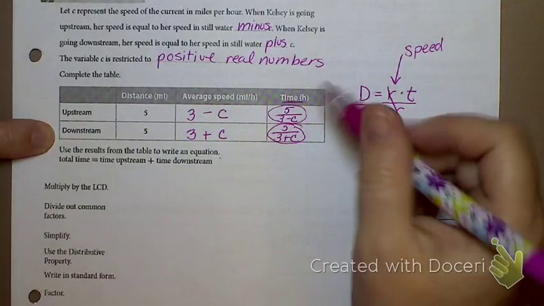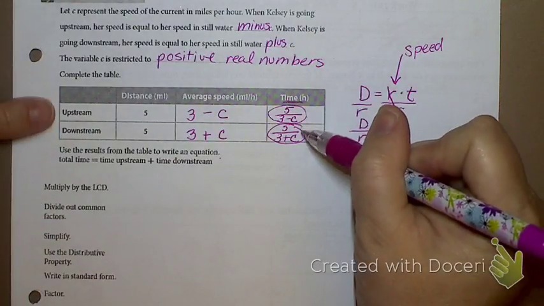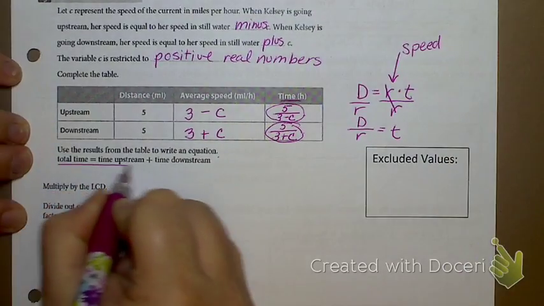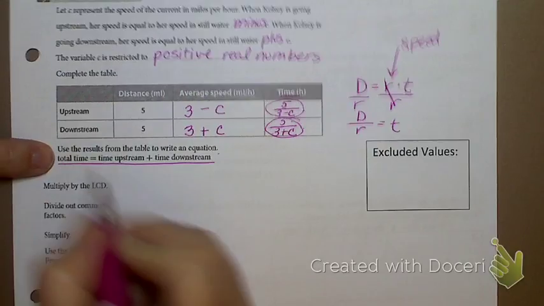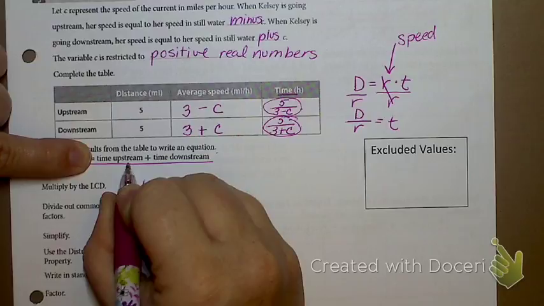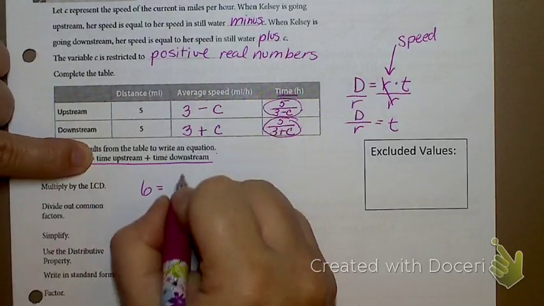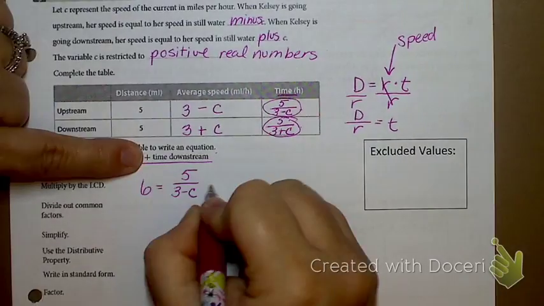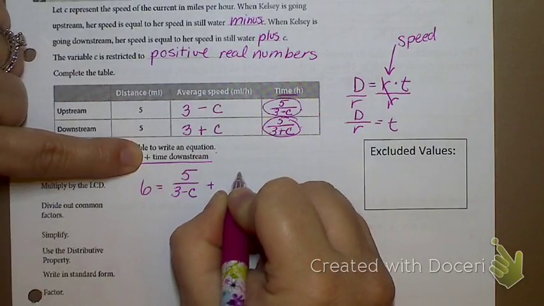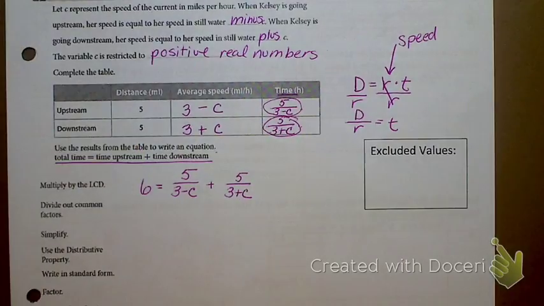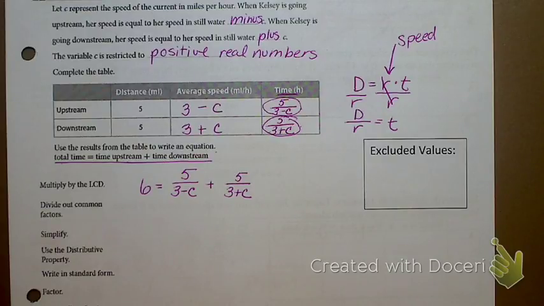So what would I say about the time she went upstream and the time she went downstream? Well, that's where this comes in right here. Her total time, what was her total time? 6 hours. Would equal the time she spent going upstream, which we're saying is 5 over 3 minus c, plus the time going downstream, which we're saying is 5 over 3 plus c. Does that make sense? Time going one way plus the time going the other way equals the total time.